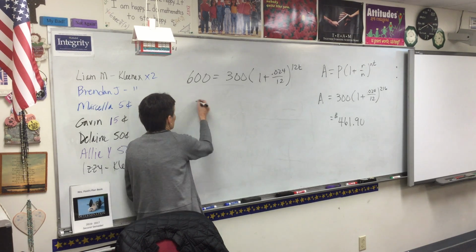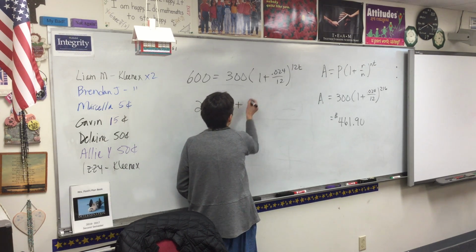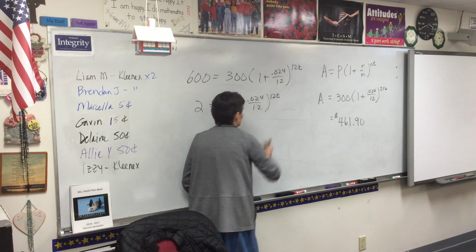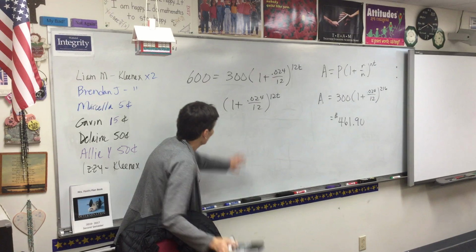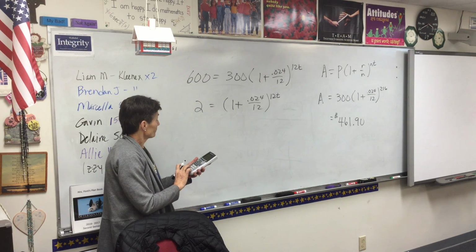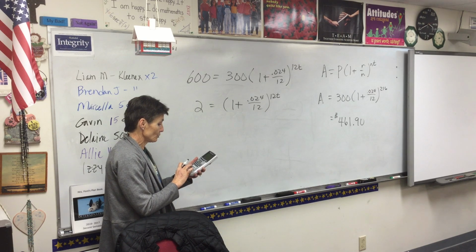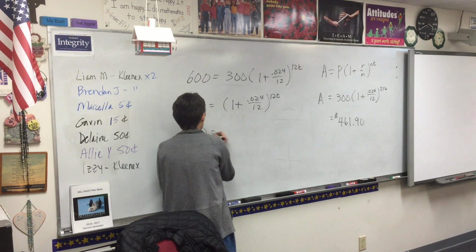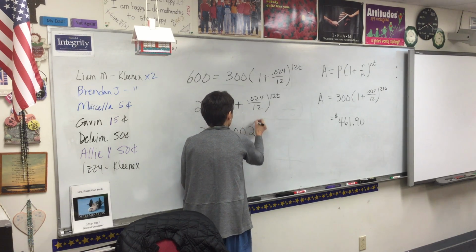I'm going to divide that by 300. Want to go ahead and clean this up? 1 plus 0.024 divided by 12. So I got 1.002.